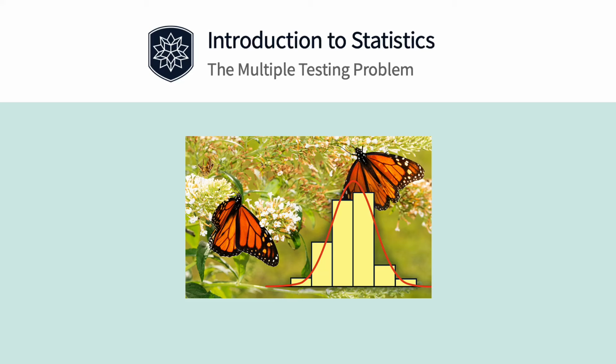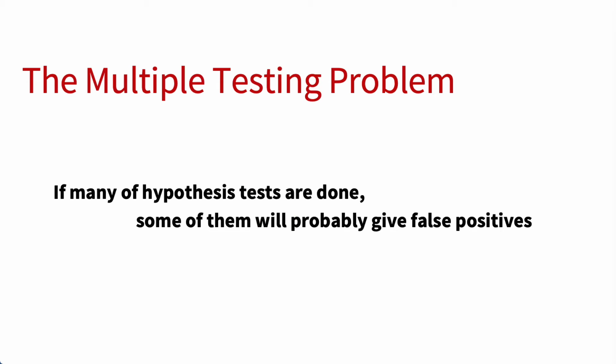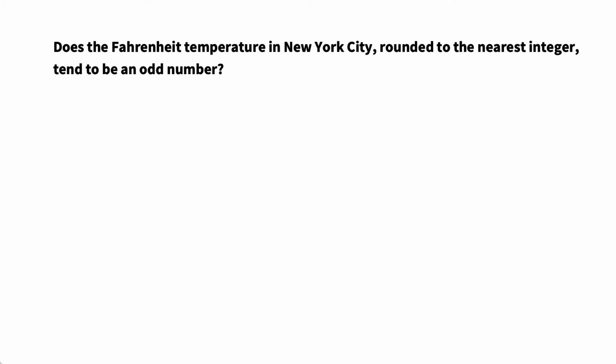The multiple testing problem is the problem of deciding how to deal with the fact that if enough hypothesis tests are done, some of them will be positive even if all of the null hypotheses are true. For example, consider the admittedly peculiar question of whether the Fahrenheit temperature in New York City, rounded to the nearest integer, tends to be an odd number.